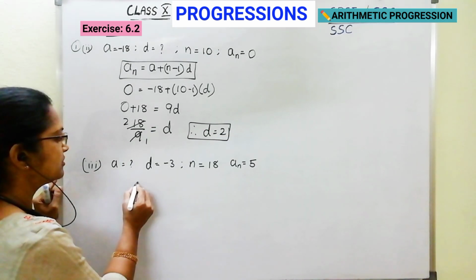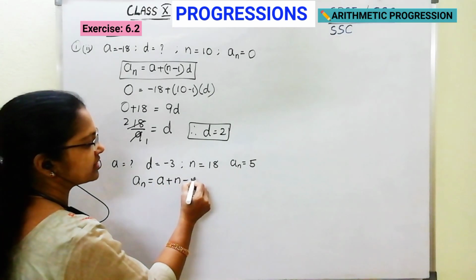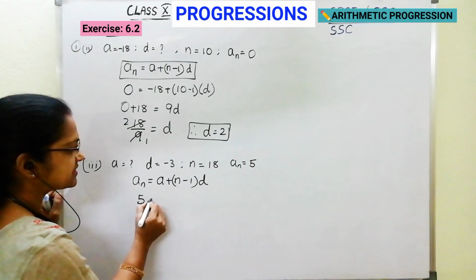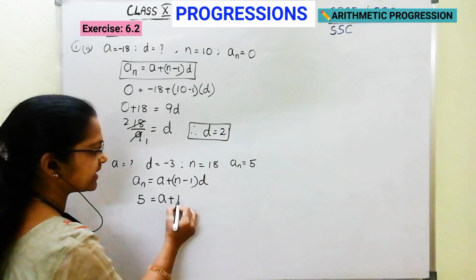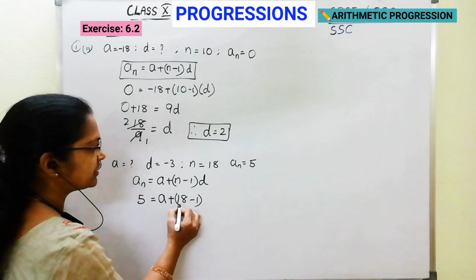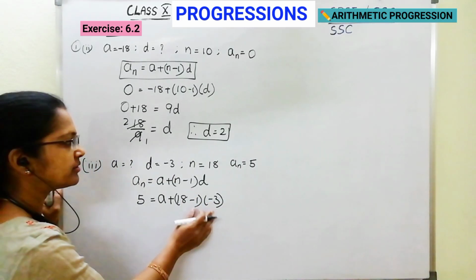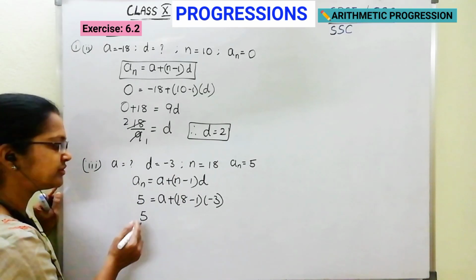Now the next question. Again we use an is equal to a plus n minus 1 into D. Substitute an. An is 5. 5 is equal to a, we need to calculate, plus n is 18 minus 1 into D is minus 3. Be very careful when you are solving the problem. Do not miss this minus sign, else we will be landing with wrong answer.